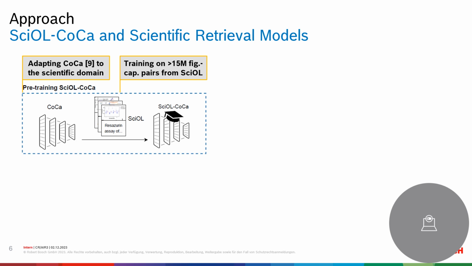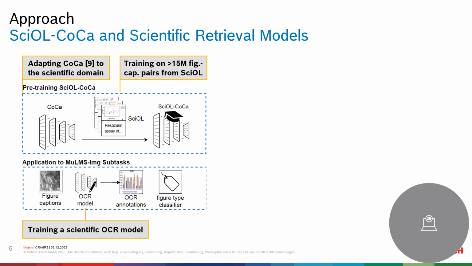We trained this model on about 15 million figure caption pairs from SciOL and split the remaining 15% into a validation and a separate test set. This yields our SciOL COCA base model. One of our research questions here is how well SciOL COCA, which is based on the COCA architecture designed for the non-scientific domain, can implicitly understand text that is present in scientific figures.